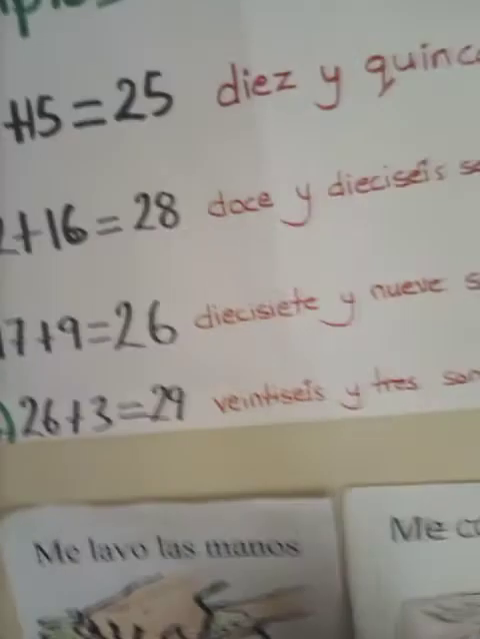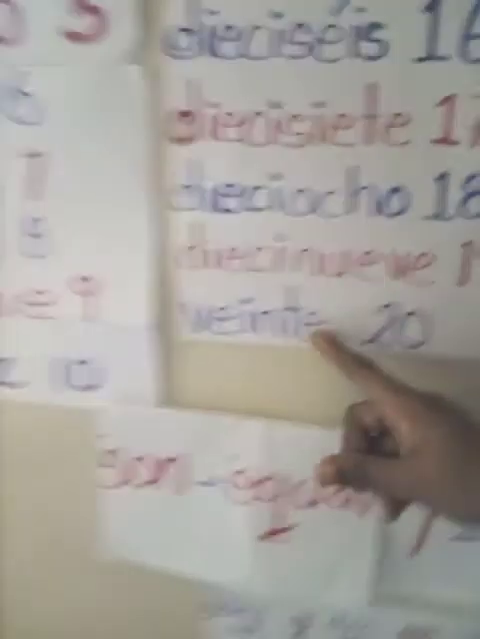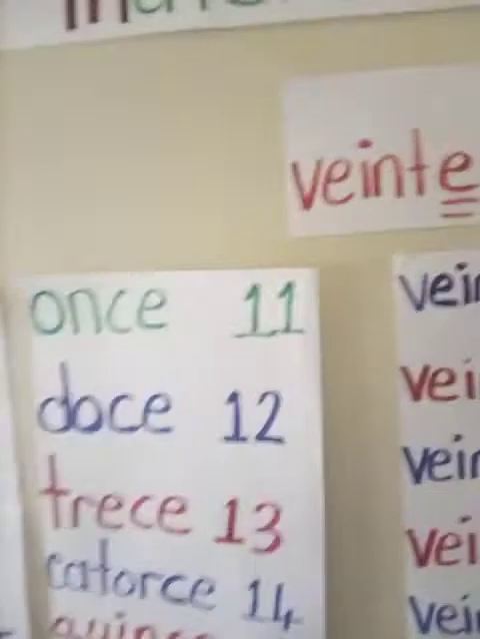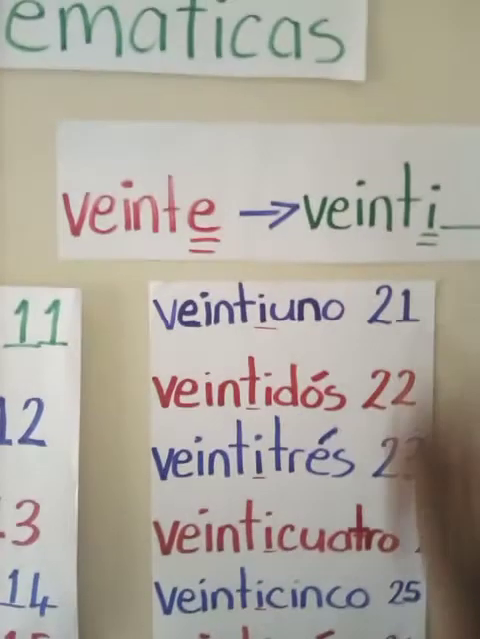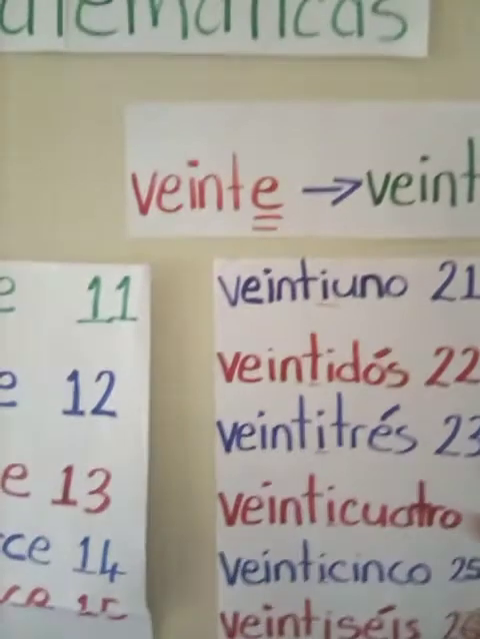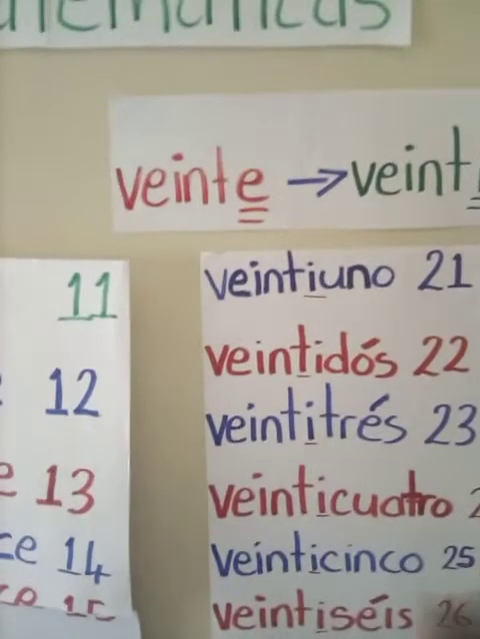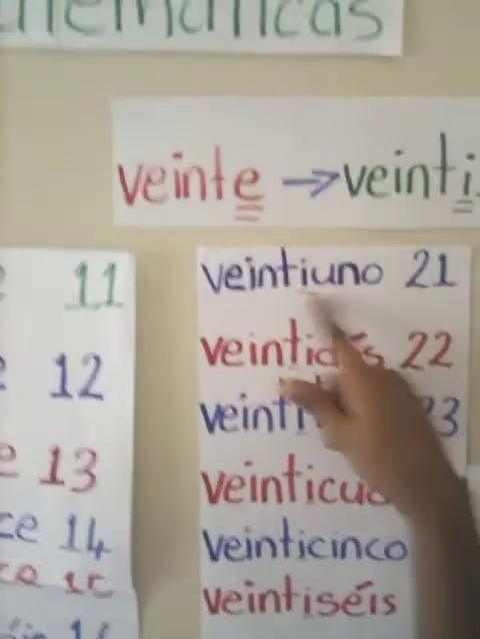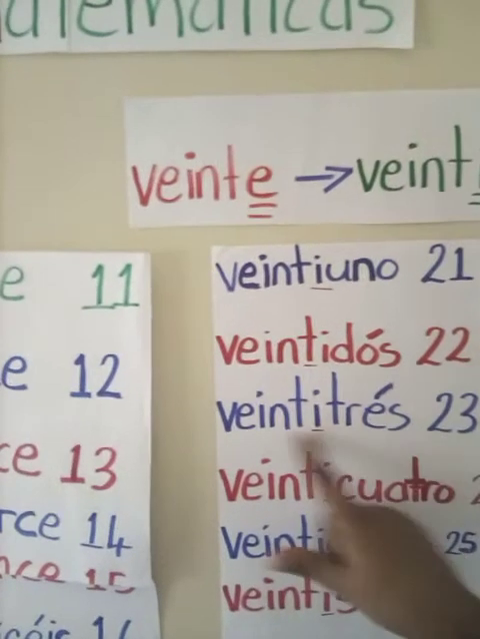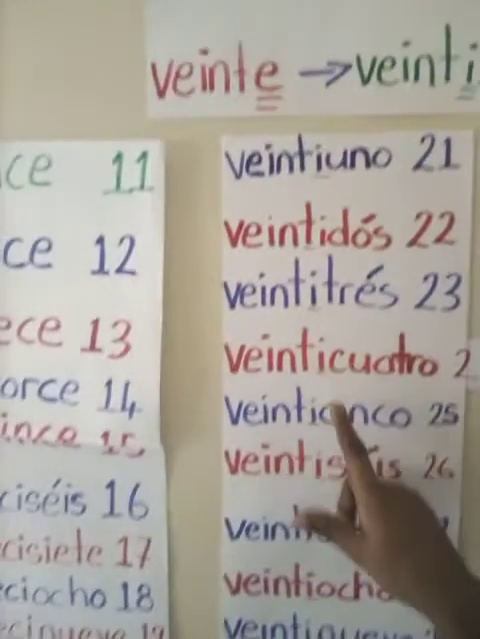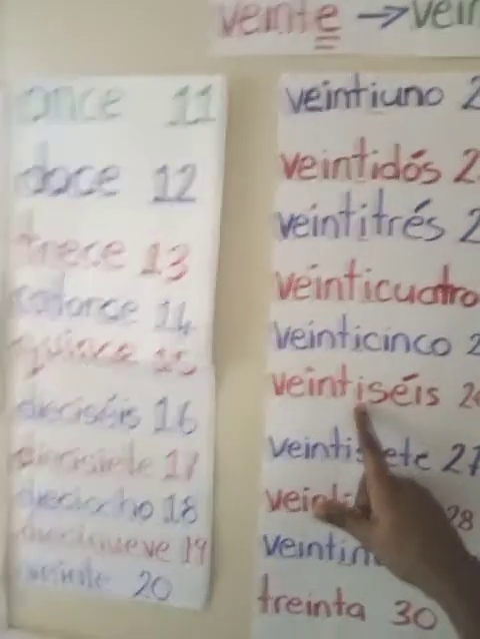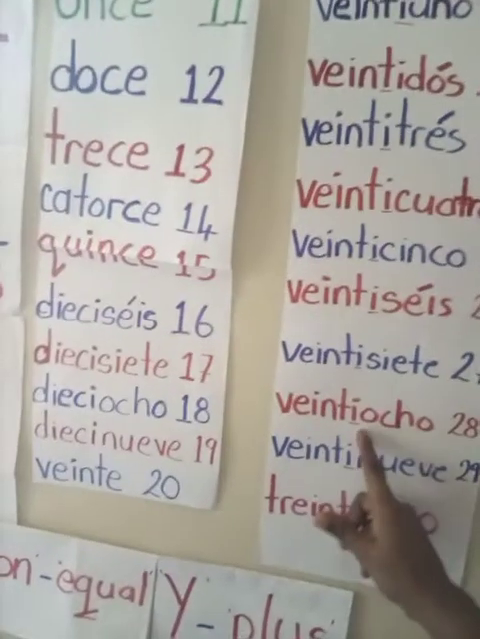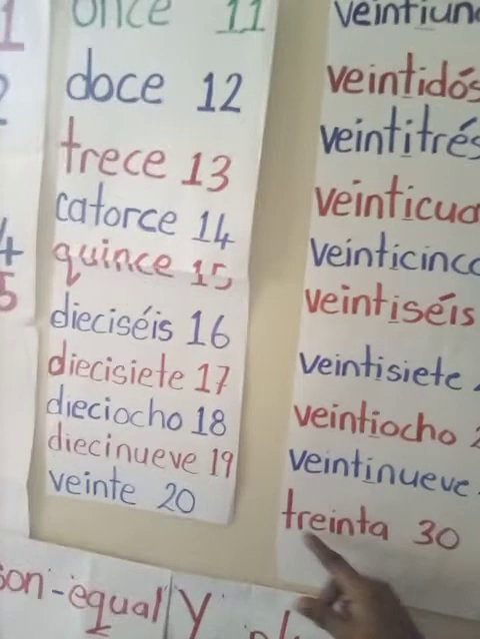So remember now, when you're writing numbers 21 to 29, there's a little spelling change. We move from veinte, which ends with the E. We change the E now, and the E is going to be changed to the letter I. So it becomes veinti. So we don't say veinte y uno, veinte y dos. No, no, no. No es correcto. We say veintiuno, veintidós, veintitrés, veinticuatro, veinticinco, veintiséis, veintisiete, veintiocho, veintinueve, and then 30 is treinta.